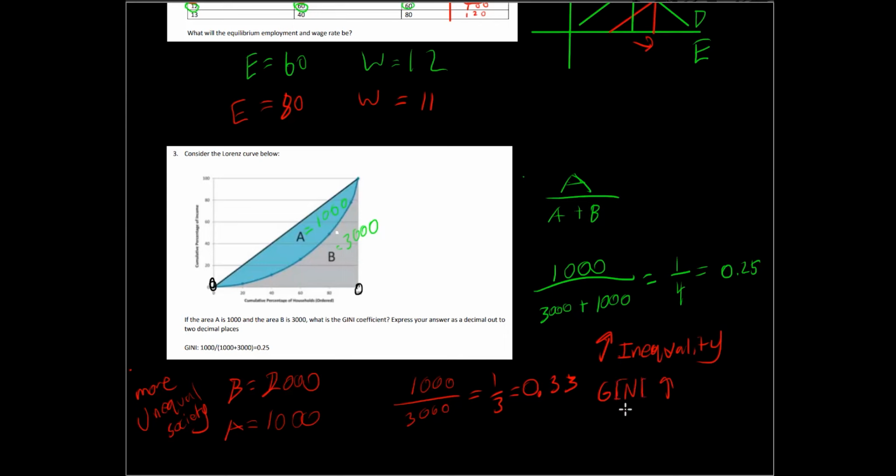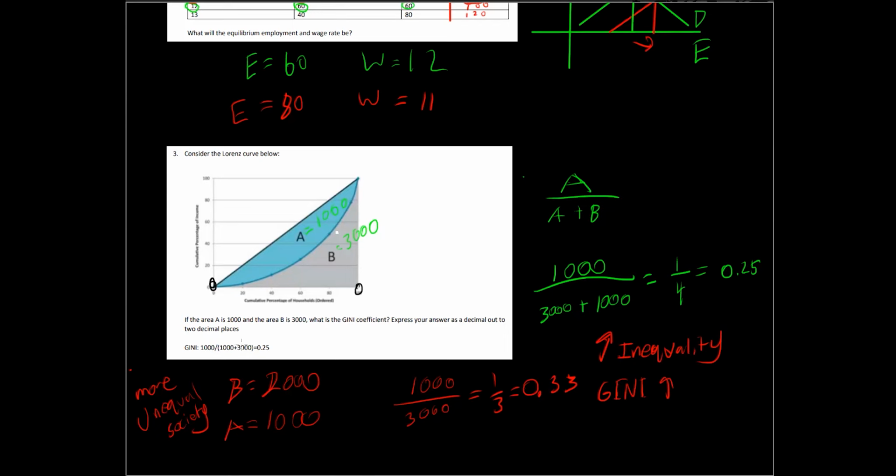So anyway, that's the Gini coefficient, which is just one measure of inequality. Any questions on that? Did you say that less area in B equals more unequal society? Yep. Okay, perfect.